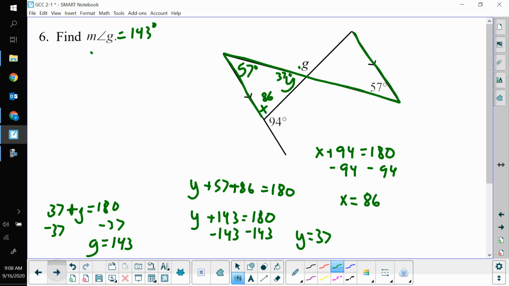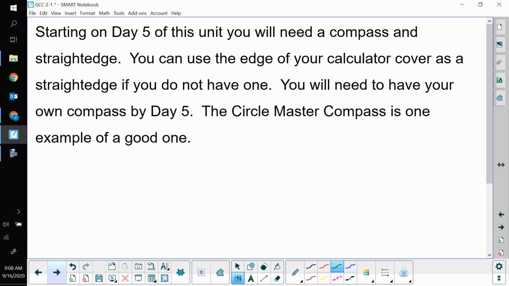Okay, one last thing is on day 5, we will need a compass. So a compass to draw circles, not like a north, south, east, west compass. So you will need to have your own. Circle Master compass is a good one. So you'll either need to go to the store and get a compass, or you will need to order one online. But we will need that on day 5. So if you have not done that, you need to plan on doing that either tonight or tomorrow. Make sure you have that.